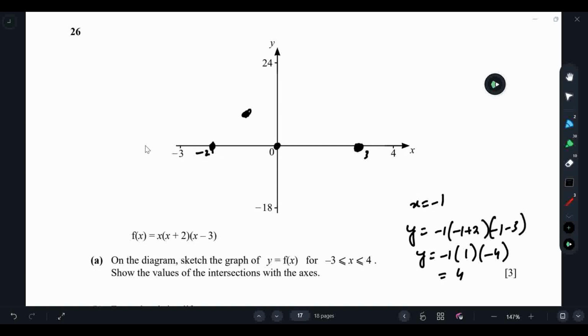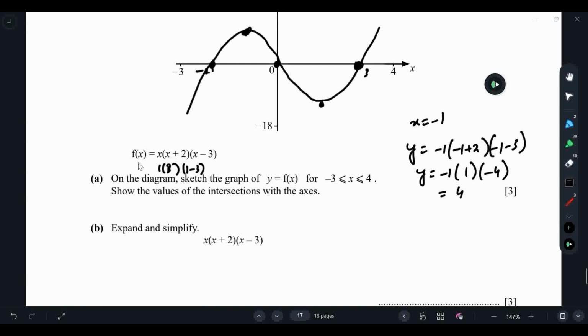Similarly, for x equals, let's say 1. So for 1, there will be a -1 because 1 into 3 into 1 minus 3. So the answer will be -1. So we can say that this will be the required graph like this. This will be the required graph. Let's move to the B part.